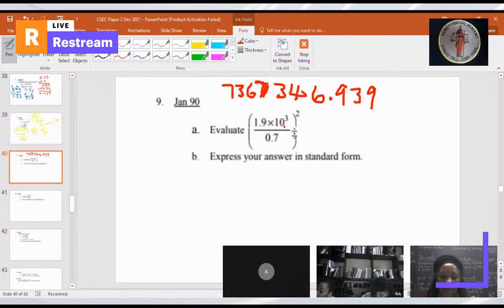So without the calculator, you're raising everything here to the second power. You're squaring each term in there. So 1.9 times 1.9. You can work this first, move it 3 decimal places, and then square it. Or you can say 1.9 squared is 3.61, and 10 to the third power to the second power is 10 to the sixth power. And 0.7 squared is 0.49.